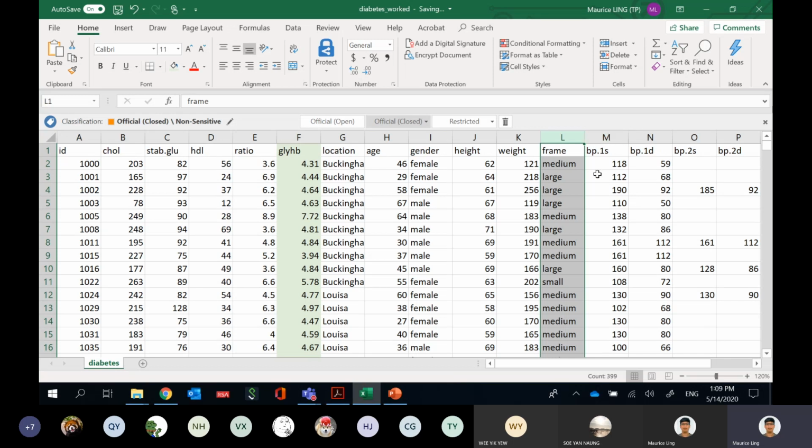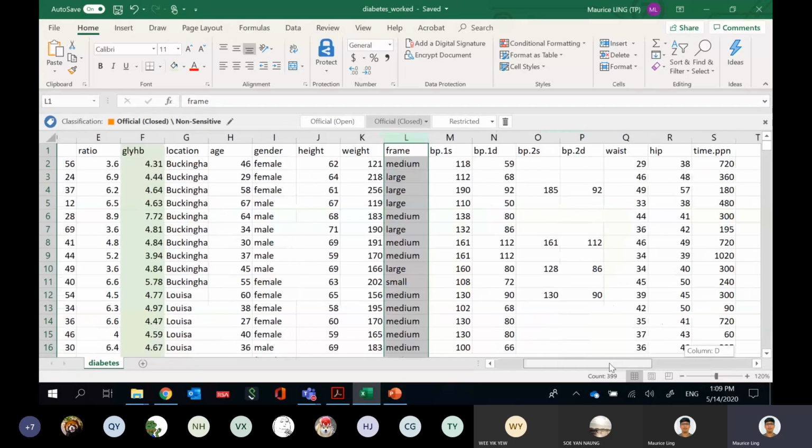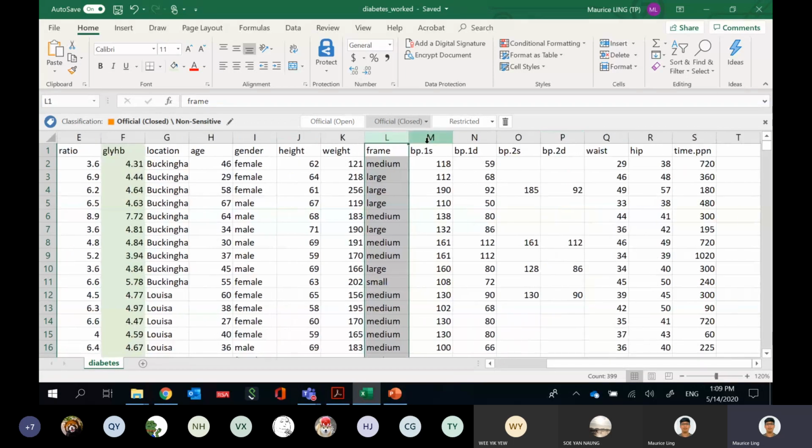BP is blood pressure. Okay, sometimes you measure blood pressure 2 times. If the first blood pressure is very high or very low, then you may wait for another half an hour, 1 hour, and you will measure again. So this is the first measurement for your systolic blood pressure and the diastolic blood pressure. Second measurement for systolic blood pressure and diastolic blood pressure, if any. Okay, so this is a waist measurement, hip measurement, and I have no idea what on earth this is.